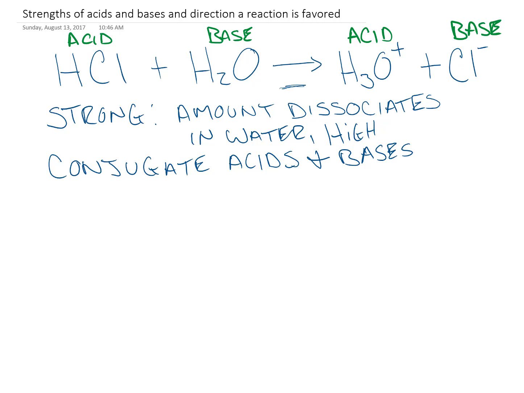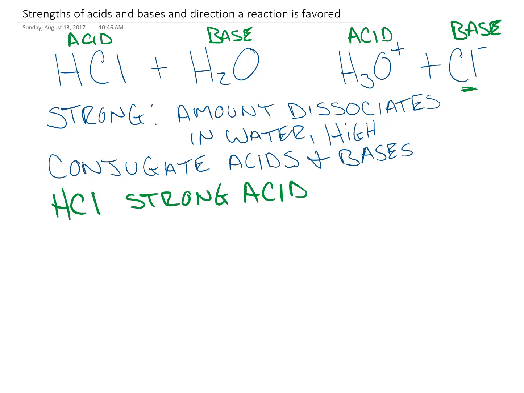So HCl is a strong acid, and we've talked about this, and there's some videos out there that show the types of reactions between strong acids and water and strong bases in water. And it turns out that its conjugate base is a weak base. And if it's a weak base, meaning because it completely dissociates, it doesn't really want to accept a proton. So this is interesting because what this lets us do is determine what direction a reaction is favored.